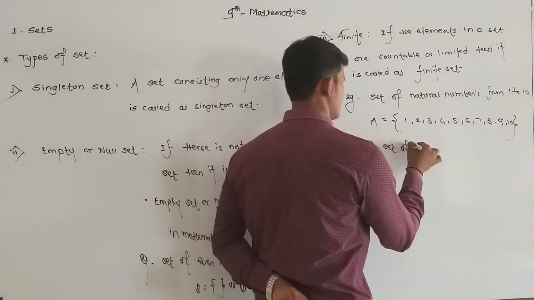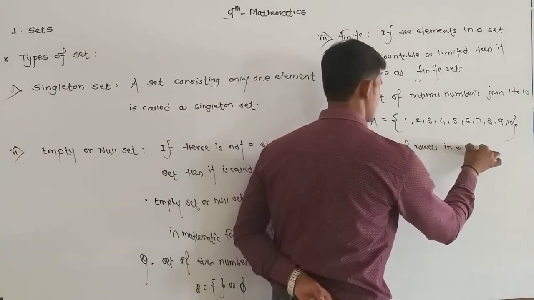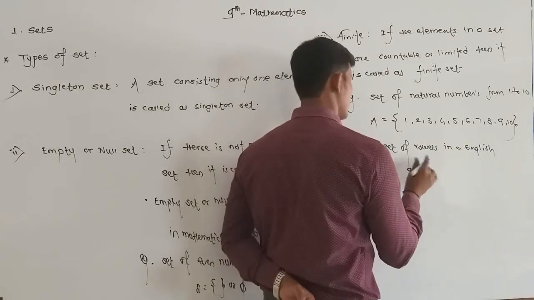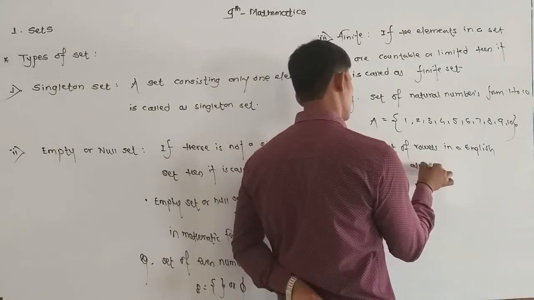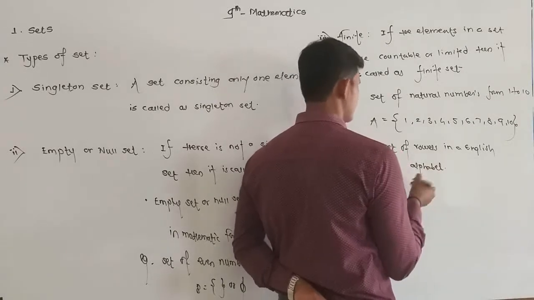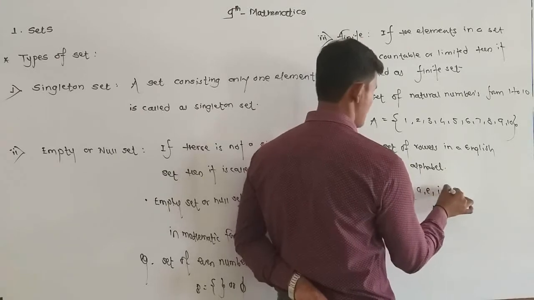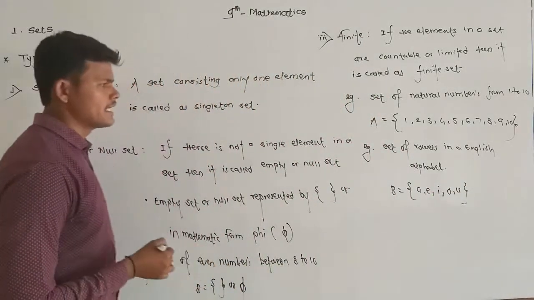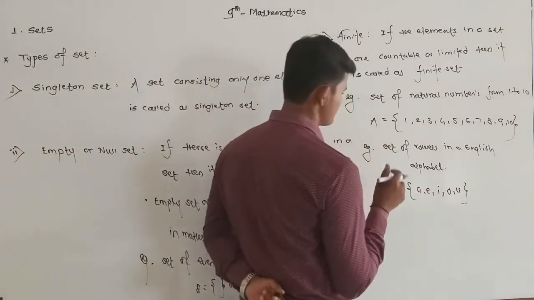Set of vowels in the English alphabet. So how many vowels are there in the English alphabet? There are 5 vowels, that is A, E, I, O, U, the set of vowels in the English alphabet. That's why it is an example of a finite set.